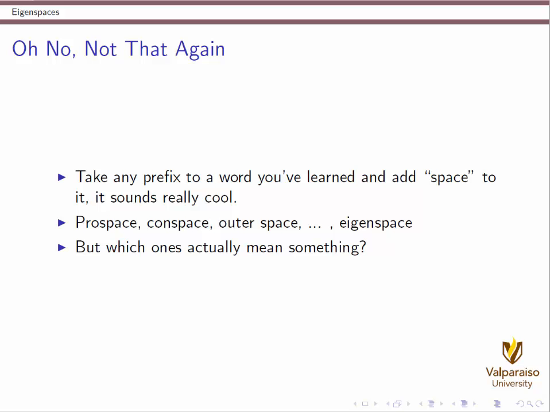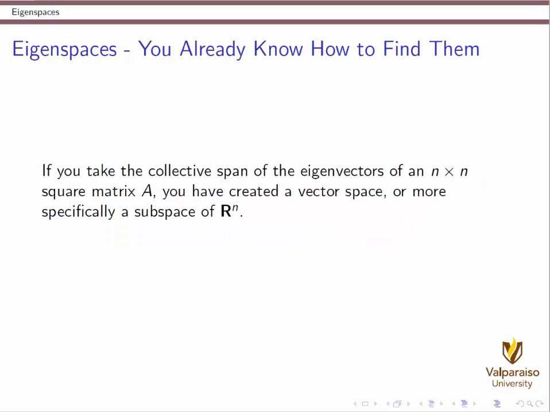Now we've already seen eigenvalues and eigenvectors. This is just a bonus. The good news about eigenspaces is that I tricked you in the last slides and I showed you how to find eigenspaces without using the word. An eigenspace is the collective span of the eigenvectors of a matrix.